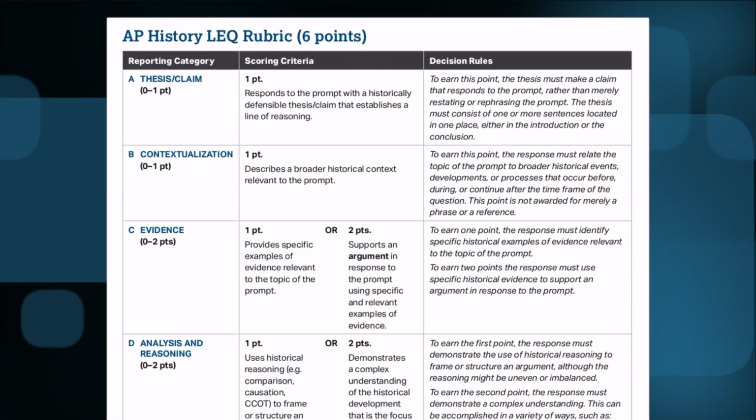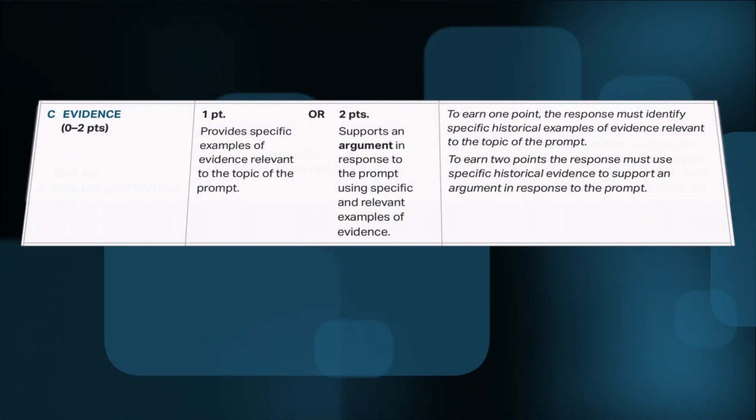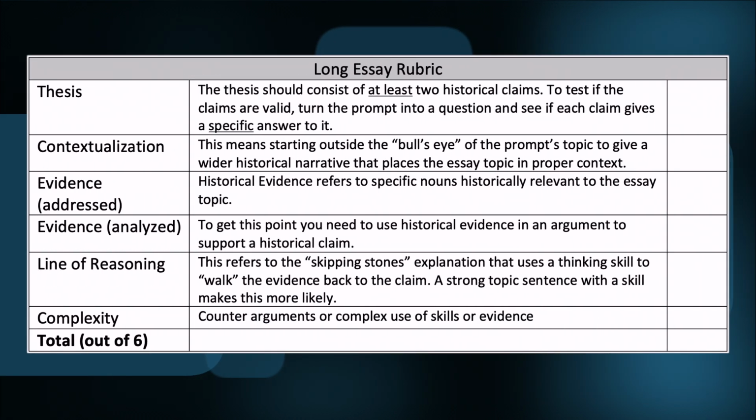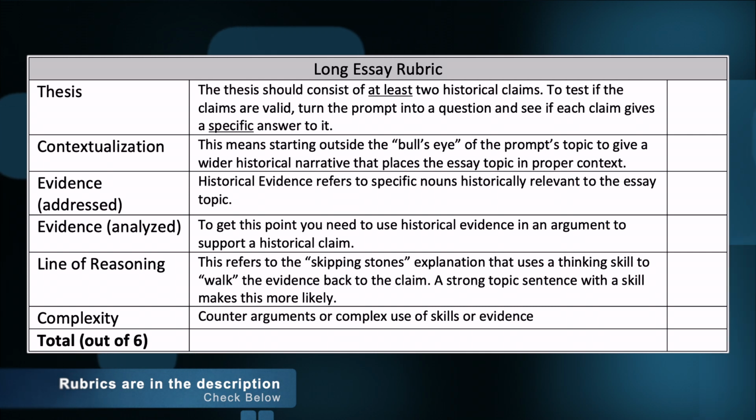Now let's look at the rubric and see how the structure earns points for this essay. So here's the official College Board rubric used to grade the LEQ. You see that it has 4 main items with a point scale and explanations. Now here's the simplified version of the rubric. It has the same things, but I've worded it to make it a little clearer. So let's go through this.